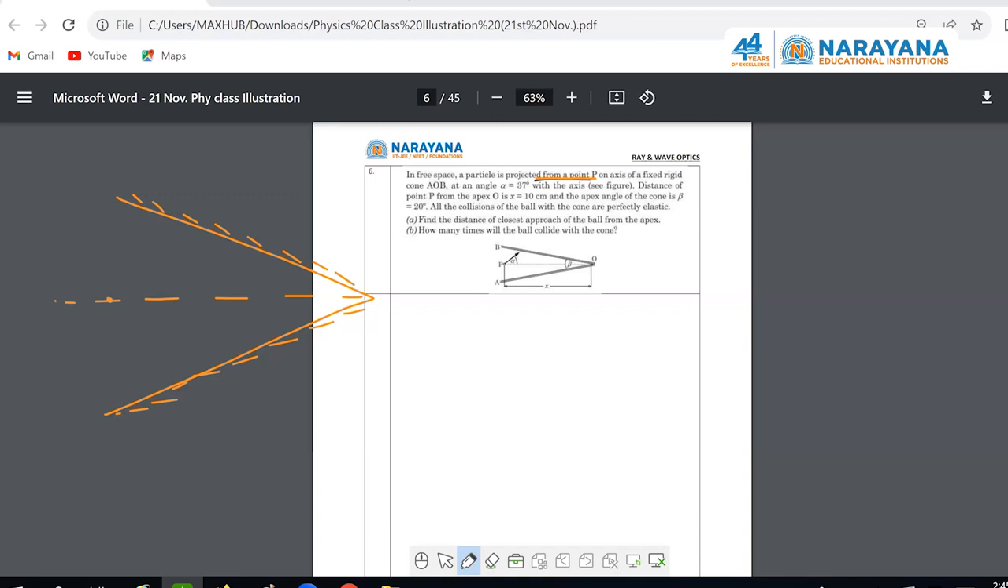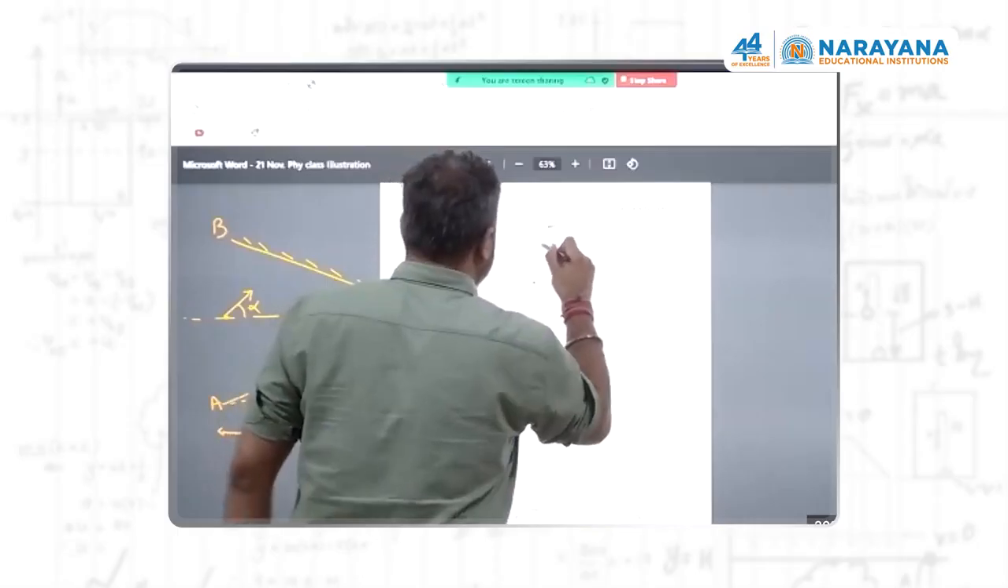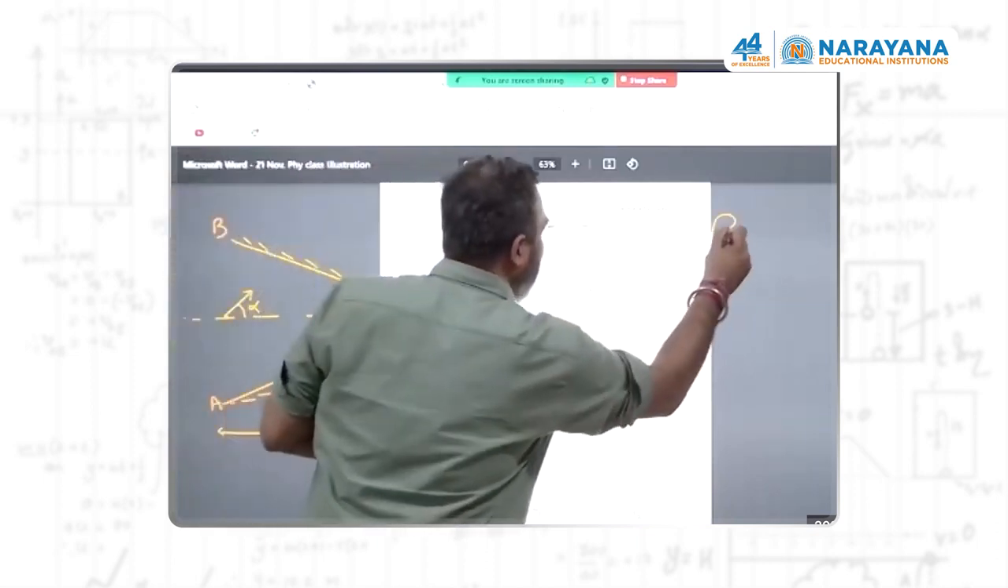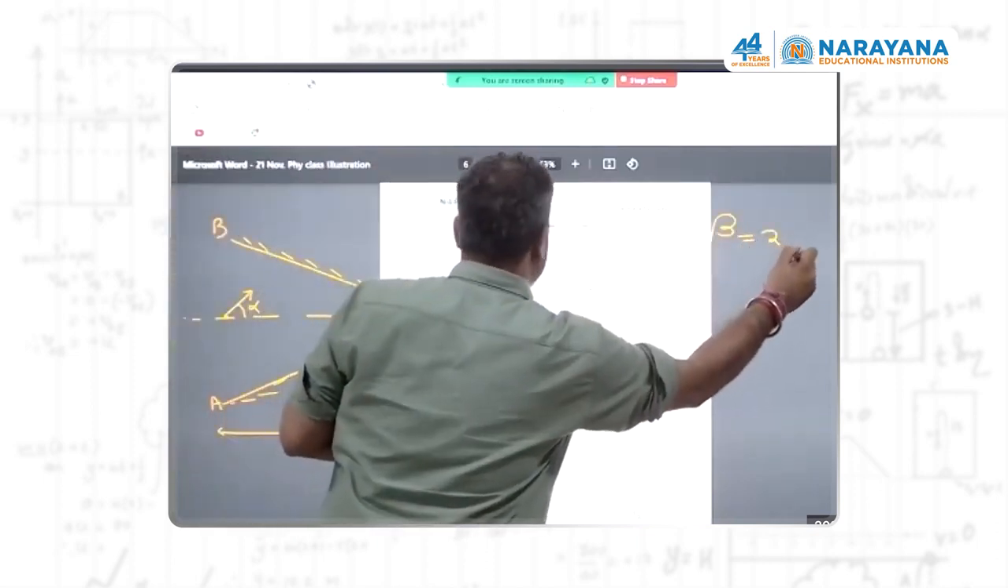There's a beam which is thrown here, bombarded at an angle of alpha, and the distance from where it has been projected or impinged is x. This is O, this mirror is B, this mirror is A. So there are a few things we need to answer. The question is, if alpha is 37 and x value is 10 centimeter, beta I suppose is given. So beta is 20 degrees.